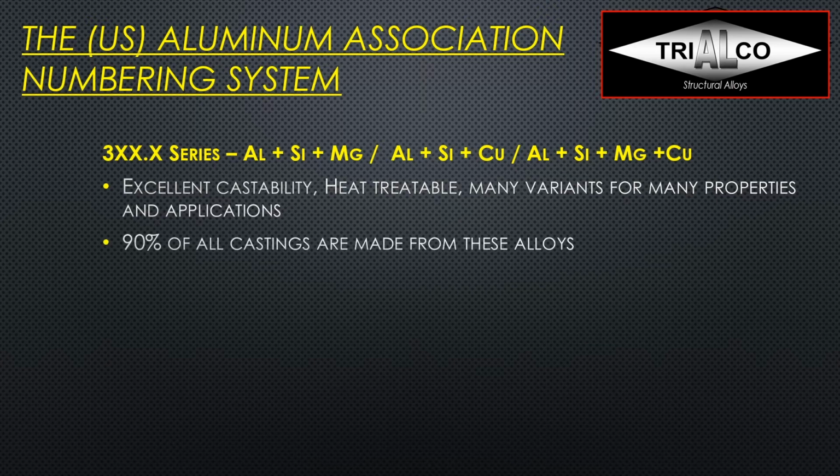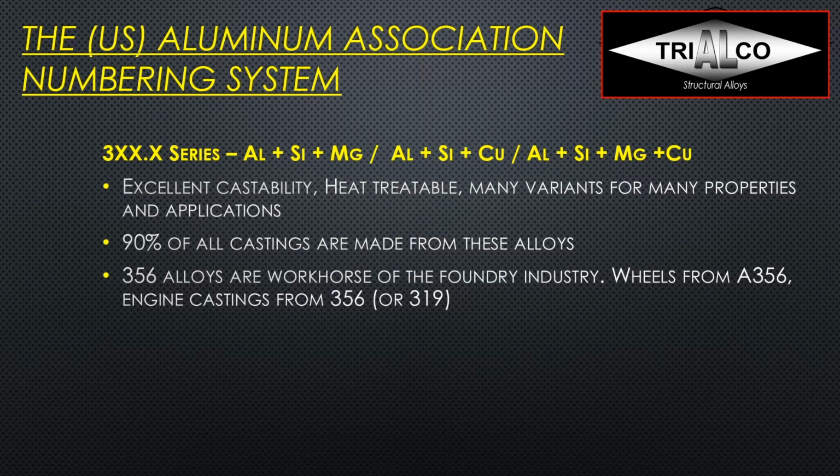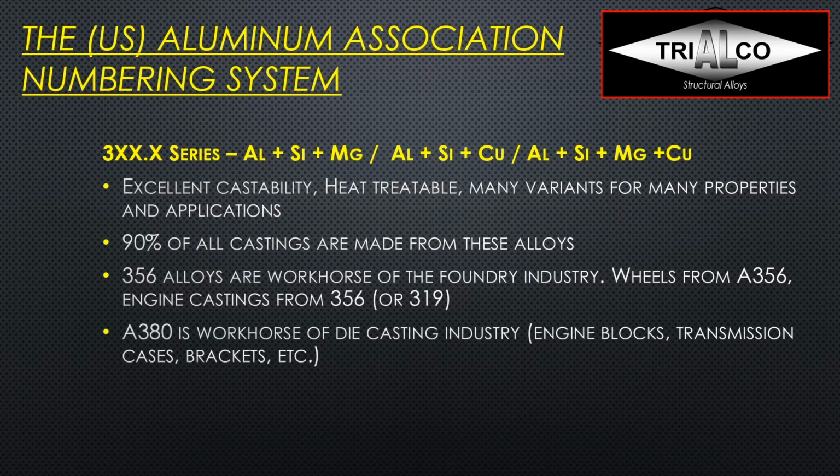And that series covers pretty much 90% of all castings made in North America. The 356 alloys are the workhorse of the foundry industry, and as you probably know, wheels are made from A356, so a relatively high purity, basically primary version of it, and engine castings are mainly made from the secondary 356 or the 319. A380 is the workhorse of the die casting industry, so you could say that's the most common foundry alloy in North America, but basically worldwide, with slight variances in other regions of the world. It's basically the alloy that's made from 100% recycled content.